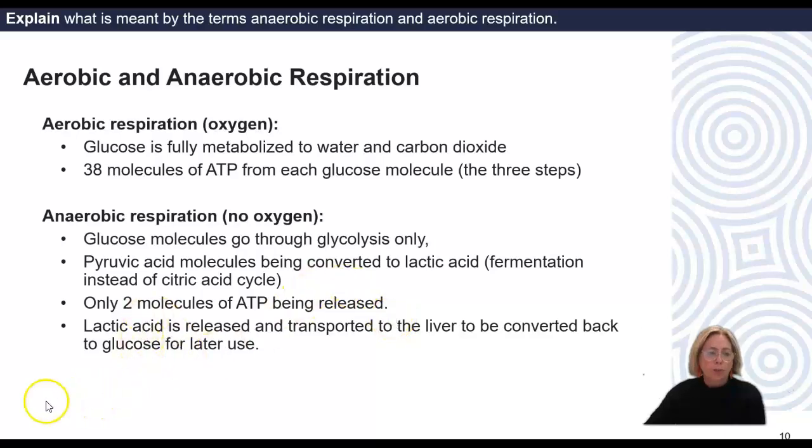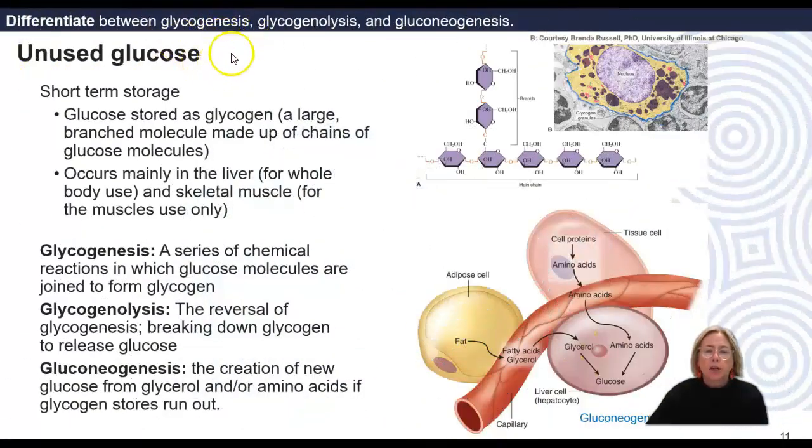And the lactic acid then is released, and it's transported back to the liver to be converted back to glucose for later use. We're now going to look at the difference between these terms: glycogenesis, glycogenolysis, and gluconeogenesis. In terms of unused glucose, it needs to be stored. In the short term, glucose is stored as glycogen, and glycogen is a large branched molecule made up of chains of glucose molecules. This occurs mainly in the liver when it needs to be used by the whole body, and it can also occur in skeletal muscle. But the glycogen that's made in skeletal muscle is only used for muscles.